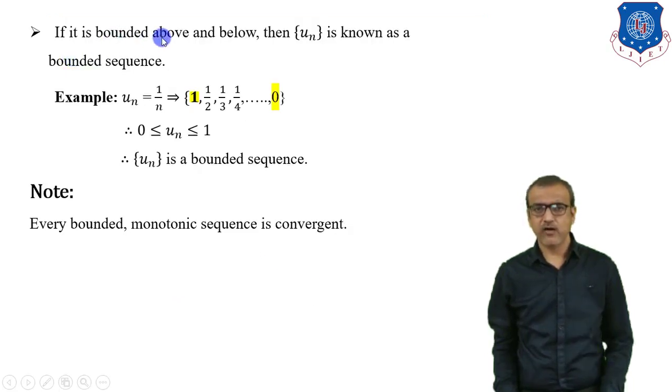If the given sequence is bounded above and below, then the given sequence u(n) is known as a bounded sequence. Here is the example, u(n) = 1 upon n. Now when n = 1 you will get 1, for n = 2 it is 1 upon 2, and as n tends to infinity, 1 upon n tends to 0. Now you can see that here u(n) is between 0 and 1. So it is bounded above by 1 and bounded below by 0. So we can say that the given sequence u(n) is a bounded sequence. Every bounded monotonic sequence is convergent.